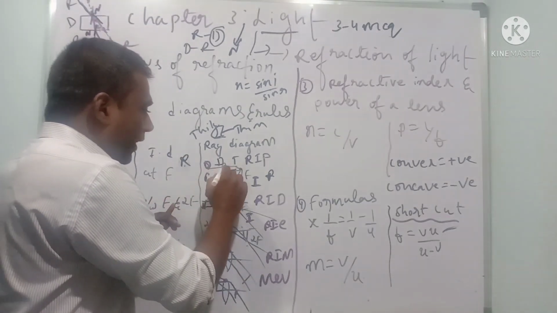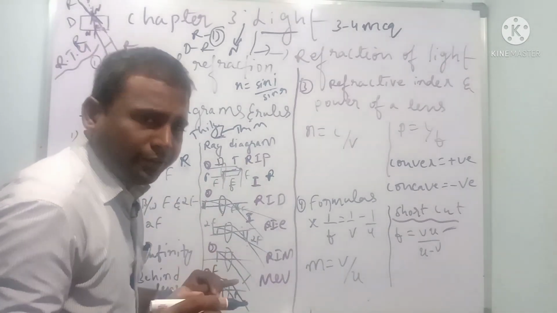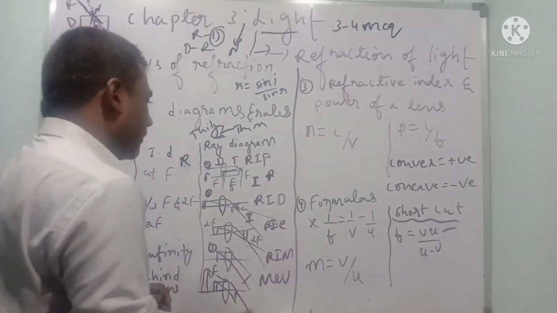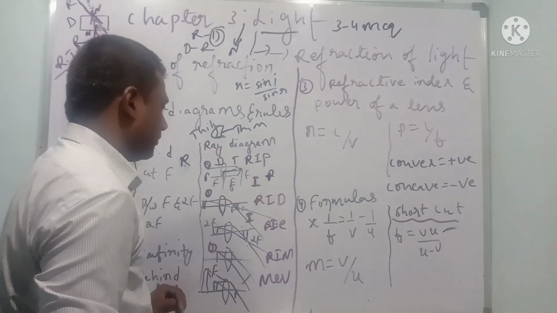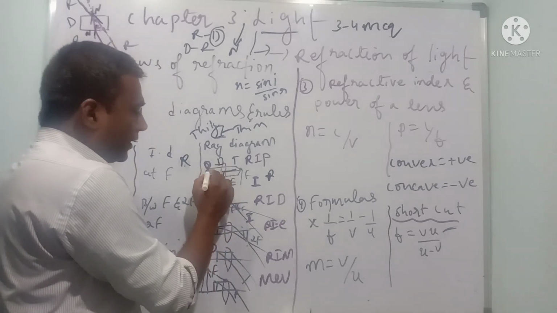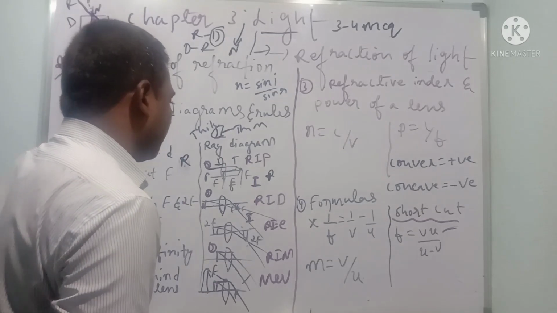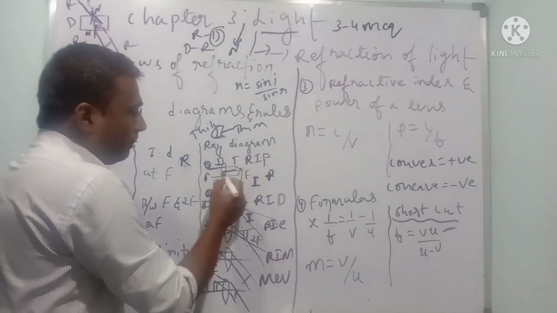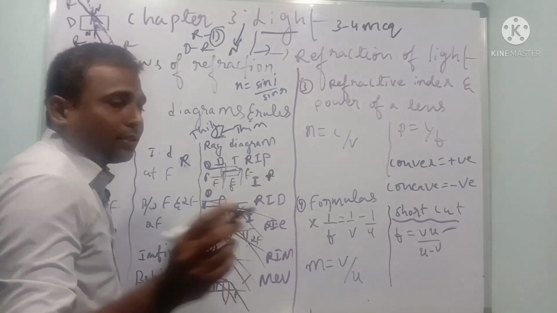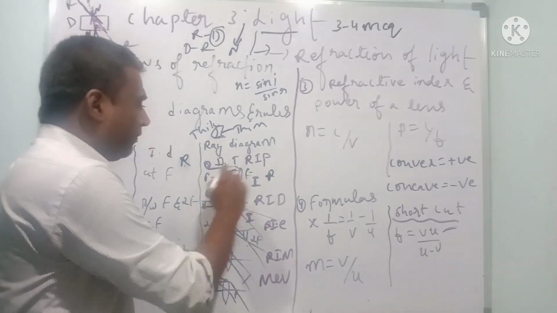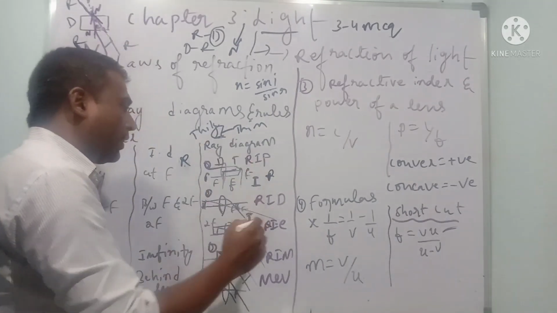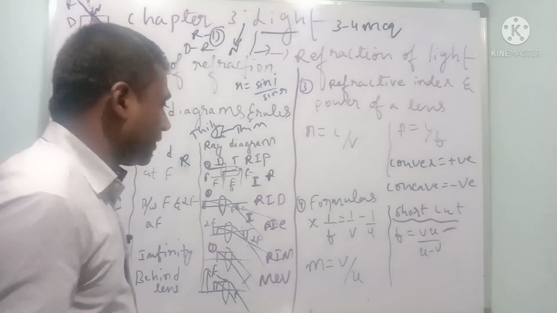When light comes straight, it has to bend, it has to go under refraction. That means when the rays are coming parallel to the principal axis. Let us learn within 2 minutes about this. When light passes, the rays will meet at one point after refraction, and that is called the principal focus.